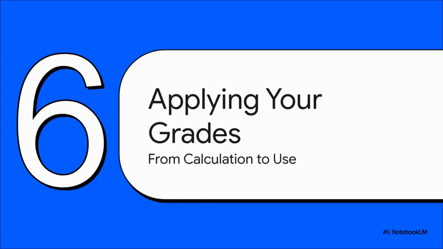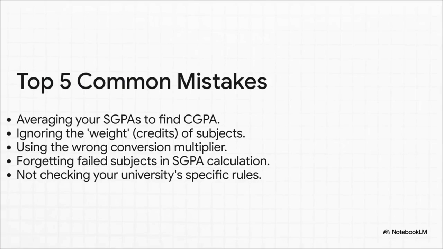Okay, we've cracked the code, we've mastered the math. So for our last section, let's go from just calculating to actually applying this knowledge. How can you use what you now know to represent yourself accurately and avoid some really common mistakes when you're applying for jobs or grad school? Think of this as your final checklist. We've talked about all of these. Number 1, the biggest sin, averaging your SGPAs. The others all come from not quite getting the whole weighted system. And number 5 is the golden rule. Your university's handbook is the final word, always. If you can avoid these 5 mistakes, trust me, you are way ahead of the game.